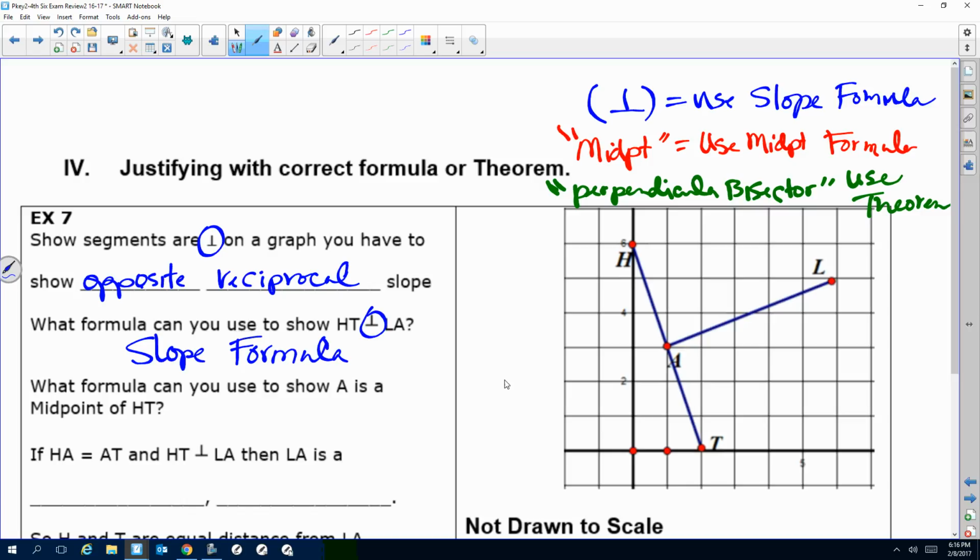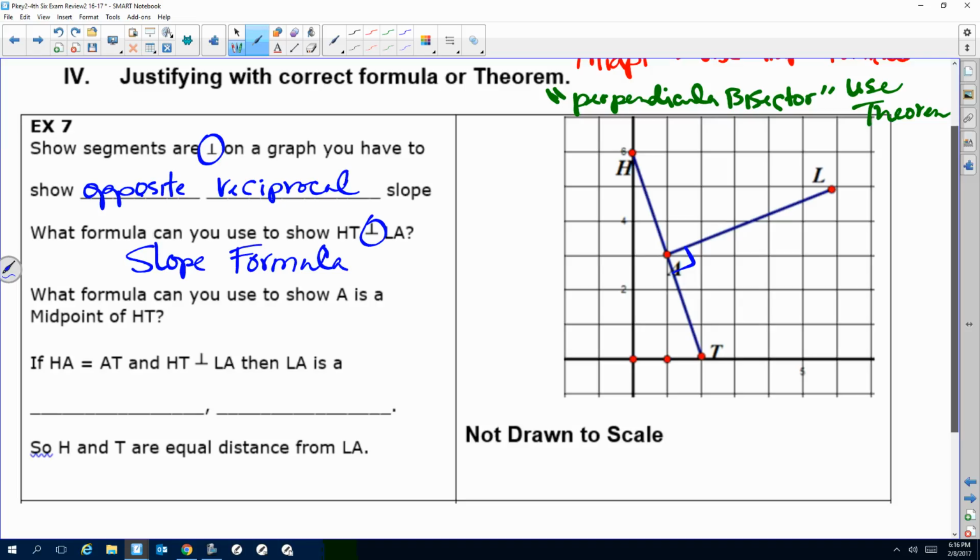So to show a box right here, I need to use the slope formula. Now, it says, what formula can I use to show A is a midpoint? There's that word. If I see that word to show A is a midpoint, I'm going to use the midpoint formula. So to show that tick mark right there, I need the midpoint formula. So that tick mark shows we have a midpoint.